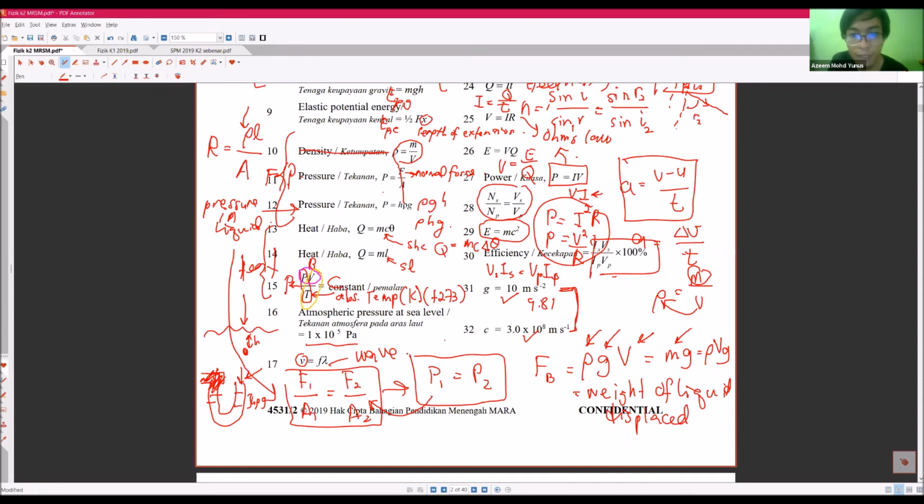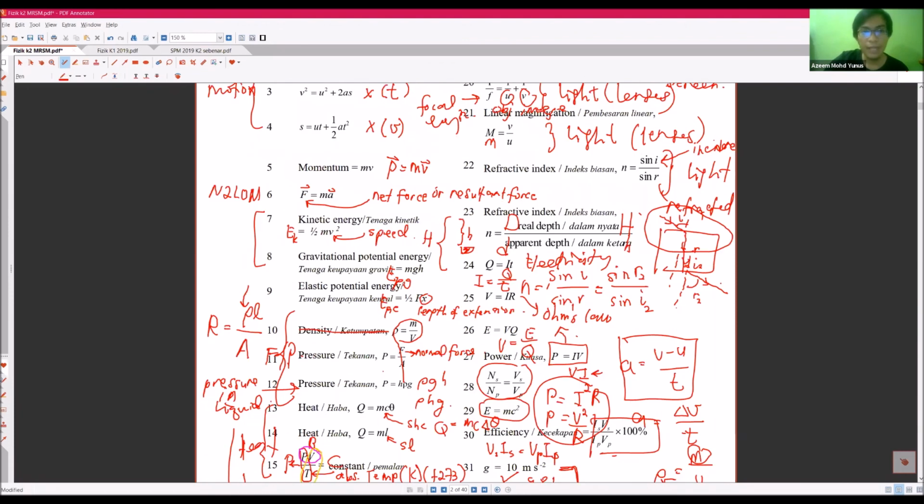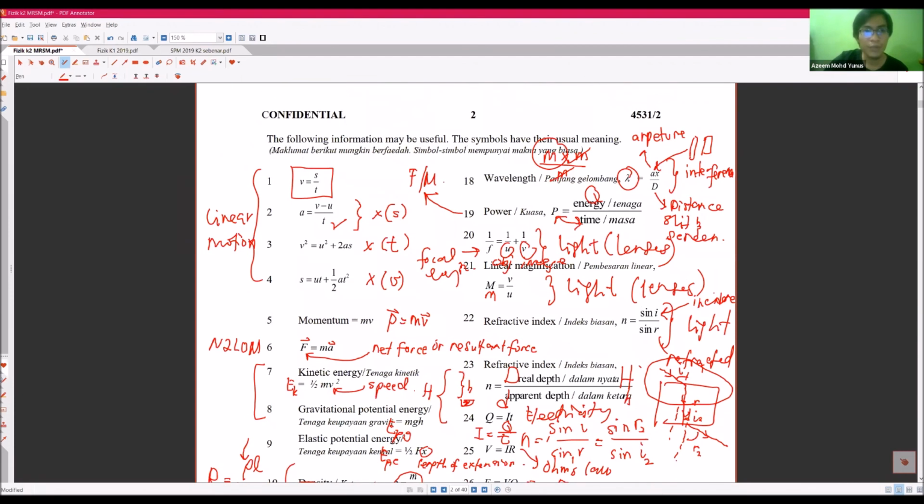Other constants give us 1 amu equal to how many kilograms, or 1 e equal to how many coulombs. So this as well was given in the formula list, if not stated in the question, but usually it will be given in the question itself. That is all for the SPM RSM. Briefly for the SPM formula.